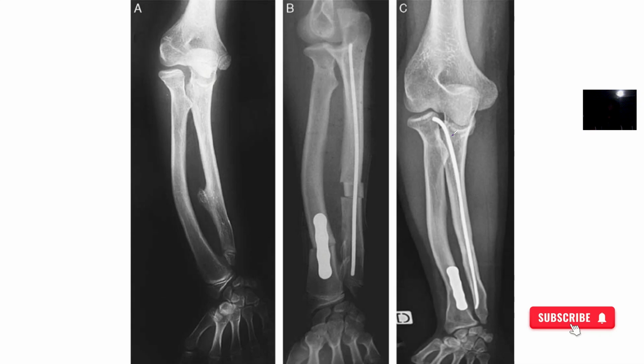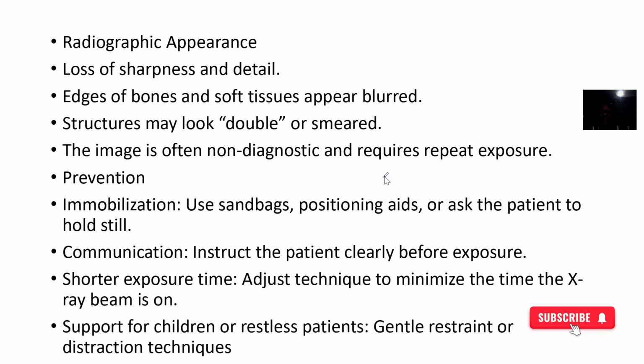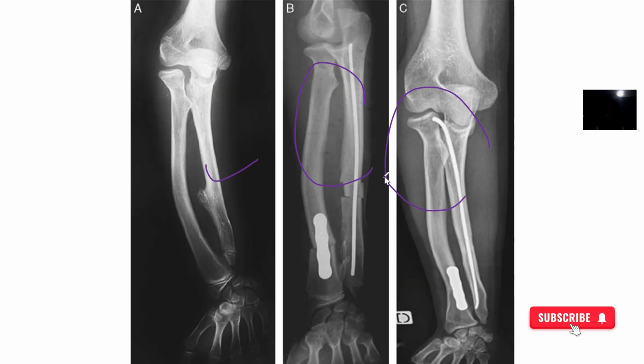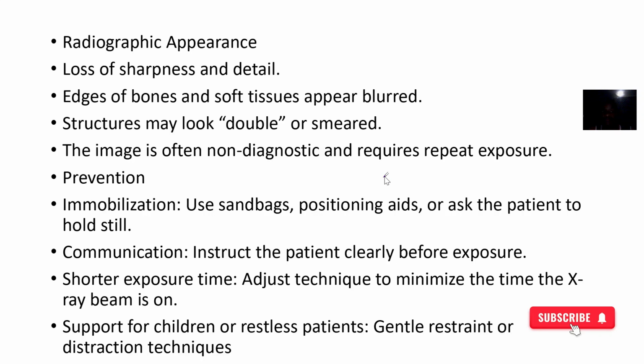You can see that this appearance is kind of neat. This one is fuzzy. This one too is fuzzy. So there's a loss of sharpness and details. The edges of the bones and soft tissues appear blurred. Structures may look doubled or smeared.